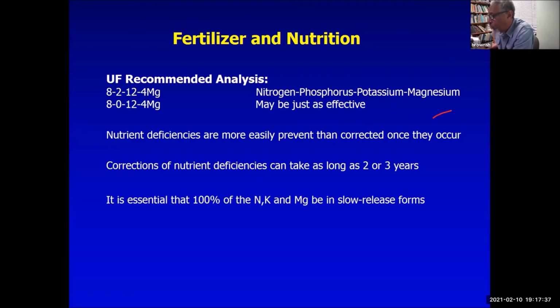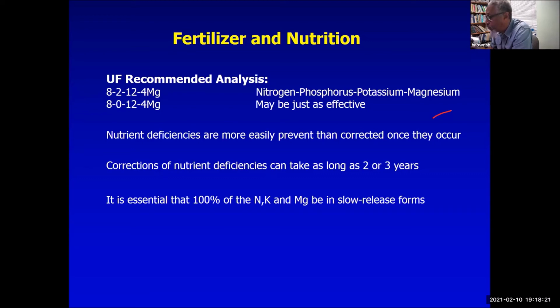It is essential that 100% of the N, potassium, and magnesium be in the slow release form. As you know, there are many ways to divide fertilizers. You can make fertilizers, this nitrogen, that is either slow release or fast release. And what we're saying here is, if you formulate a palm fertilizer, it is best that the N, K, and magnesium be slow release. Why? Because our soils have scant amounts of these nutrients in many cases.